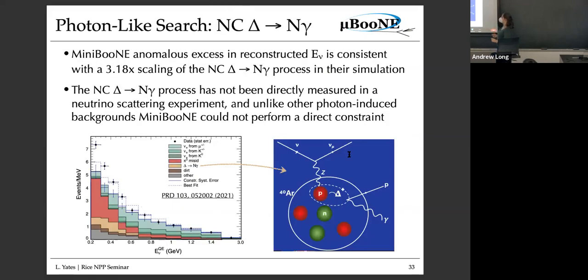Okay, I'm gonna blitz through the photon light search, and I apologize to y'all for doing this a little quickly. But like I said, we tested this other hypothesis for this NC delta rad contribution, mustard yellow in the MiniBooNE plot. That process looks like this.